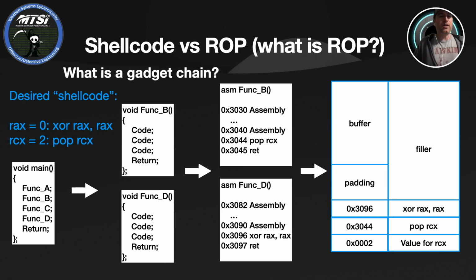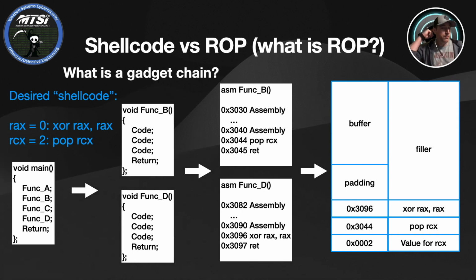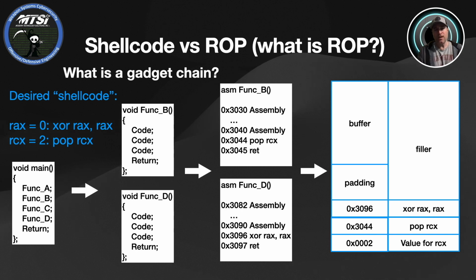So let's look at a small little notional shellcode. Let's say, for example, in this shellcode that at the end of it, I want RAX to have the value 0 and I want RCX to have the value 2. I can do that very simply by doing an XOR of RAX with itself and then popping 2 into RCX. So you can see on the left hand of the screen in blue, I've got my desired shellcode. I'm going to show you how I can take the gadgets from the program itself and reorient them and reorder them to achieve this shellcode.